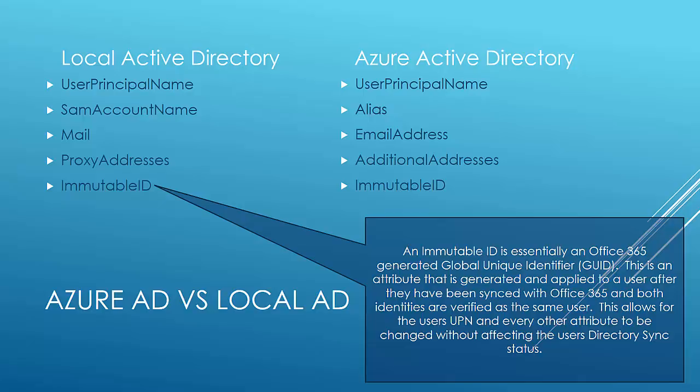It's a very long value that looks like a GUID and binds those two together. So at any time, once they've been matched and that immutable ID has been generated, you can change any object in any location, and that synchronization will continue to occur. So you don't have to worry that if you change the UPN at some point, it's going to break the cloud, except if you change it to a .local versus the .com.